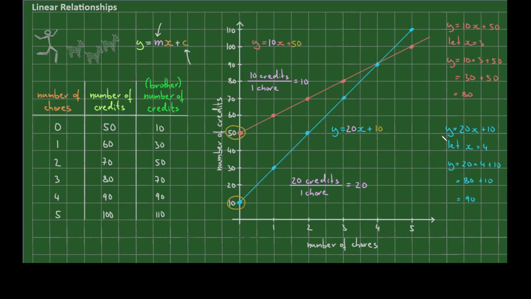In summary, a linear relationship will result in a straight line, and a straight line can be described by the general equation y equals mx plus c, where m represents the gradient, the slope, or the rate of the line, while c represents the point where our line crosses the y-axis.